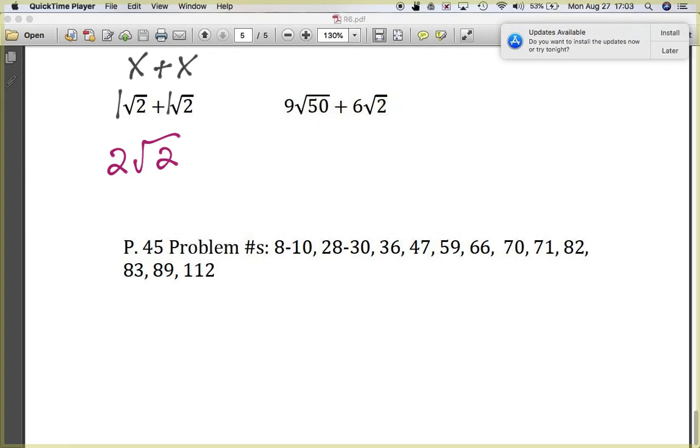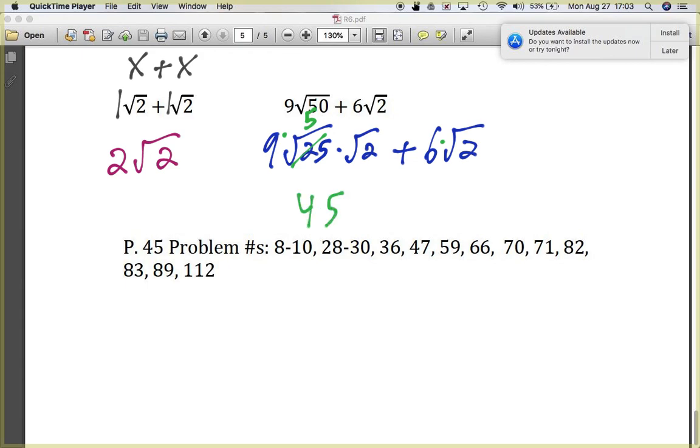Well, 25 times 2 is 50, right? So I could break 50 up into 25 and 2. What is the square root of 25, though? 5, right? And this is multiplied here, even though you don't put a multiplication there. There's all multiplication here, but you don't put that dot. But since it's multiplication there, this now just becomes 9 times 5, which would be 45 radical 2 plus 6 radical 2.